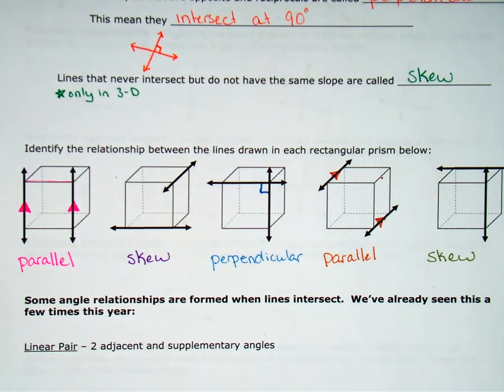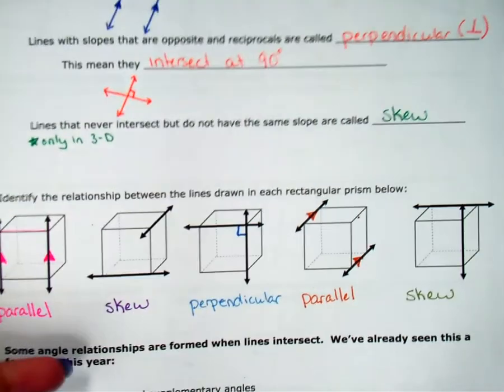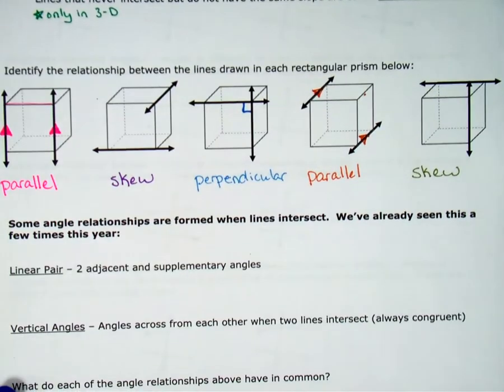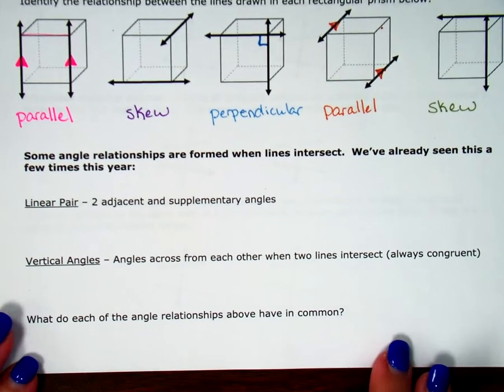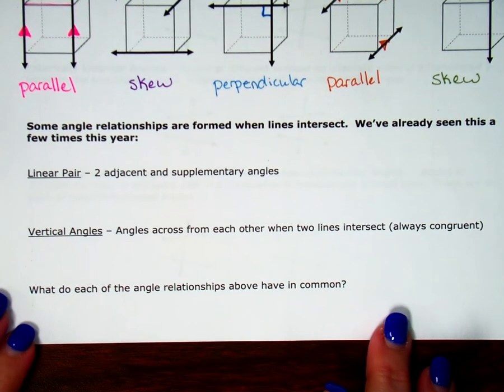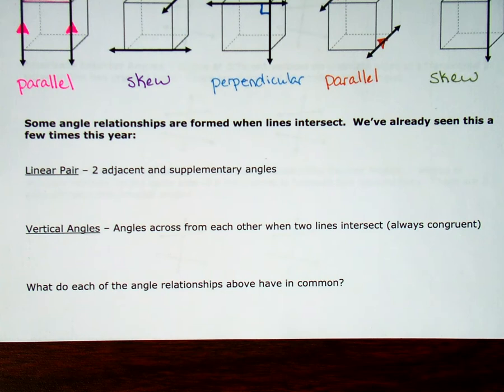So parallel, skew, perpendicular, parallel, and skew. Okay? All right, the last thing we're going to talk about in part one, to kind of lead into what we're going to do in our second video, is we're going to look at some angle relationships that are formed when lines intersect. Okay? And we've seen this a couple times this year.